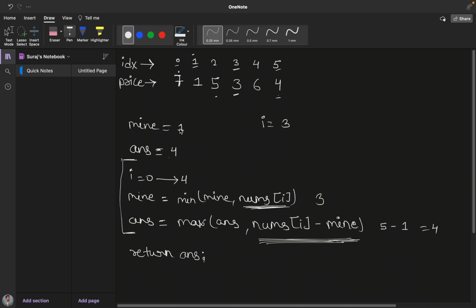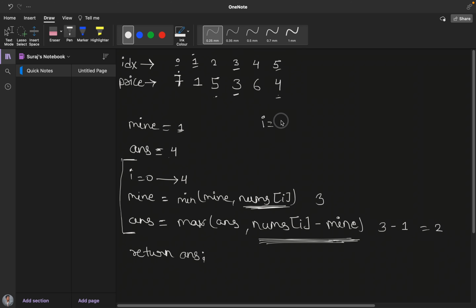Is it lesser than 1? No, it's not. So nothing will be updated. Answer is equals to, now let's see this. Nums of I minus min. Nums of I is 3. Minimum is what? 1. 3 minus 1 is what? 2. Is 2 greater than 4? No. So the answer will not be updated.